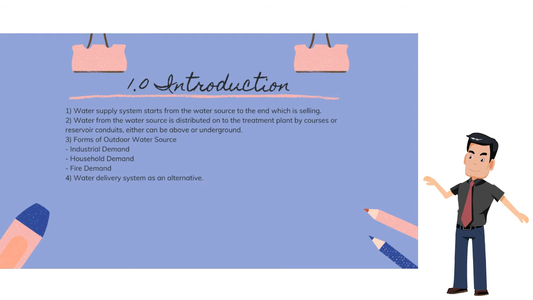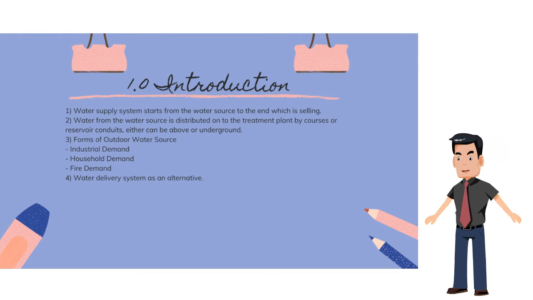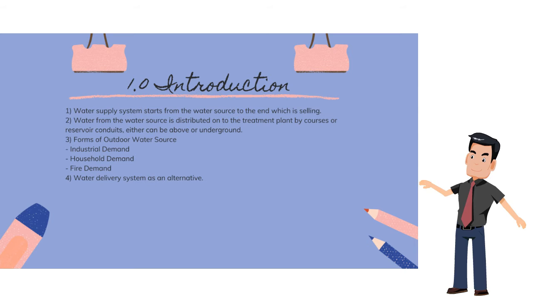Fourth is the water delivery system, which is an alternative. This means delivering water using trucks. It is used as an alternative to solve problems for communities that have a shortage of water. Like in our country, there are many states having problems with water, so trucks are sent there as a water alternative so that communities can take water from there and store it in the house. That's all for the introduction.